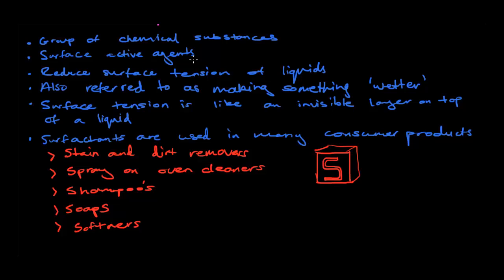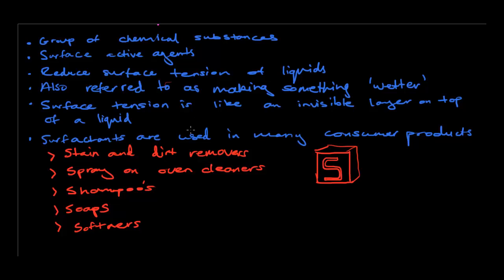Suppose I had a coin. Now, this is a very often used example. And I was able to put something like 600 drops on this one coin. If I just put, suppose, a little bit of detergent on, all the drops would simply just collapse, mainly because the surface tension is reduced. The water is actually made wetter, which is also something to say that the surface tension is reduced. So as I say here, it's also referred to as making something wetter. Surface tension is like an invisible layer on top of a liquid, so just something else that you need to remember. Surfactants are used in many consumer products.